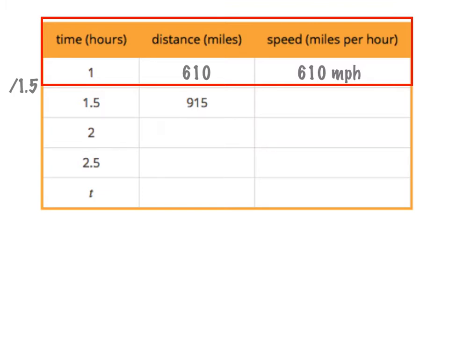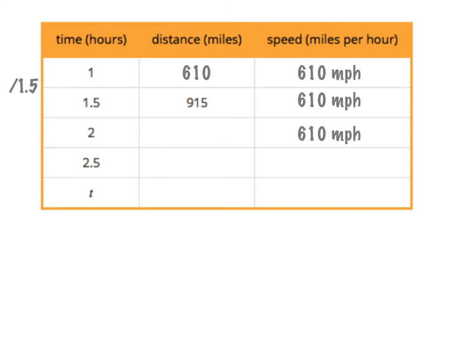The way that you could do this is if you were to scale back. So 1.5 divided by 1.5 would get me to 1 hour. And that means that I also then need to divide 915 miles by 1.5, which gets me 610 miles per hour. Now I have a speed of 610 miles per hour. Every hour I'm going to travel 610 miles. This is a constant speed problem.